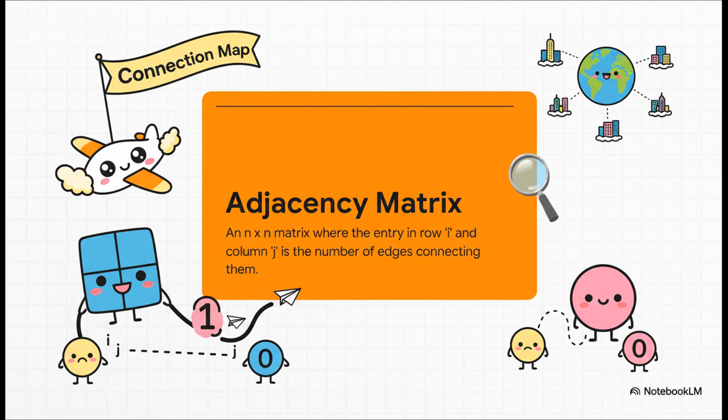And that table has a name, an adjacency matrix. Just think of it like a connection map, or maybe a flight schedule. It's a grid where every row and every column stands for one of our dots, one of our vertices. If you see a 1 where row I and column J meet, it means there's a direct connection, a direct flight between them. If you see a 0, nope, no direct connection.